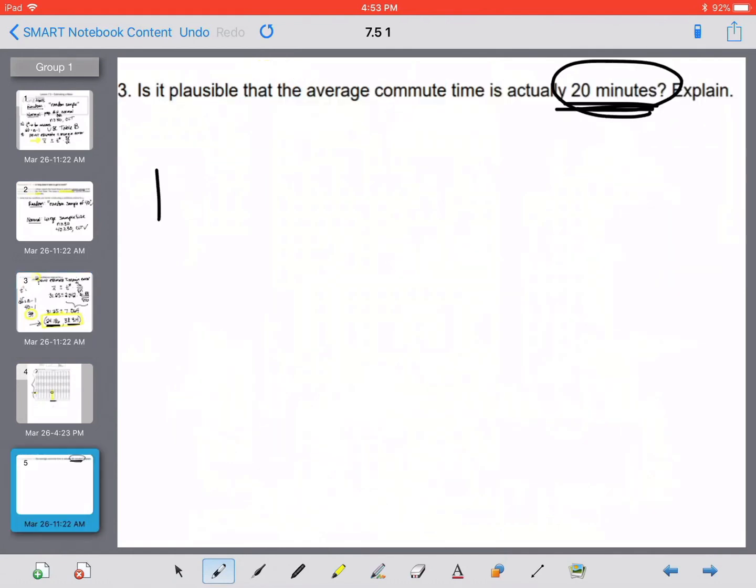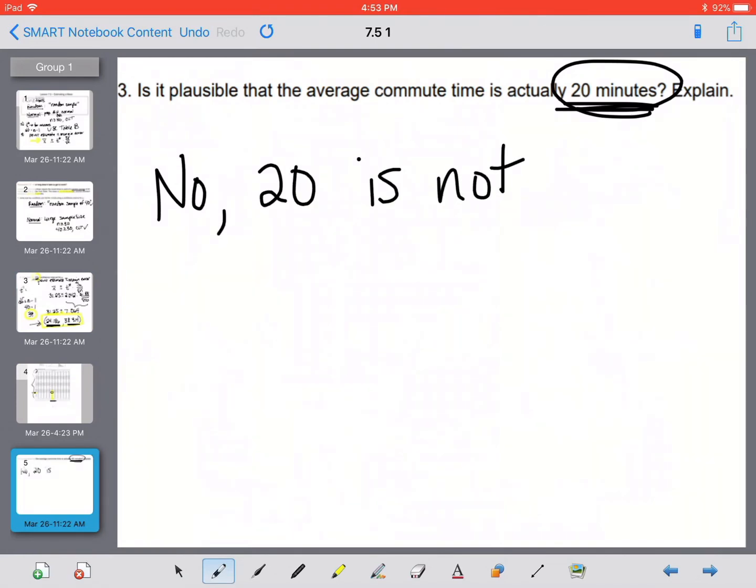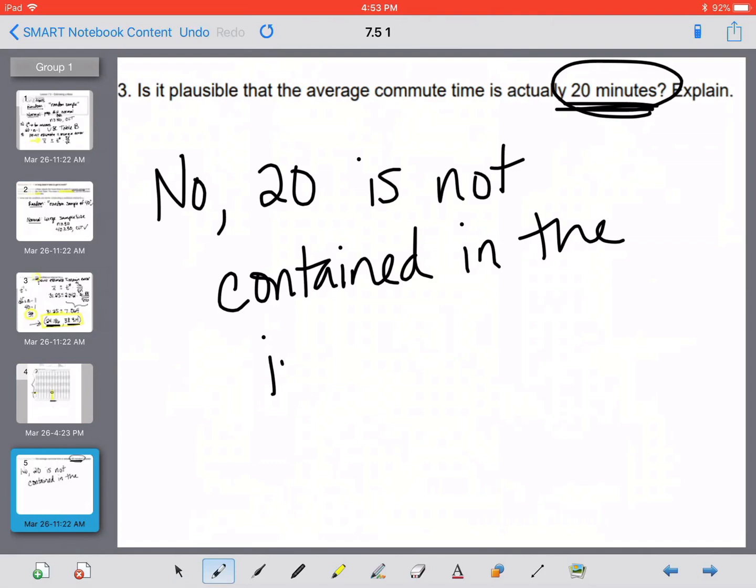No. 20 is not contained in the interval. And that's all you would have to say.